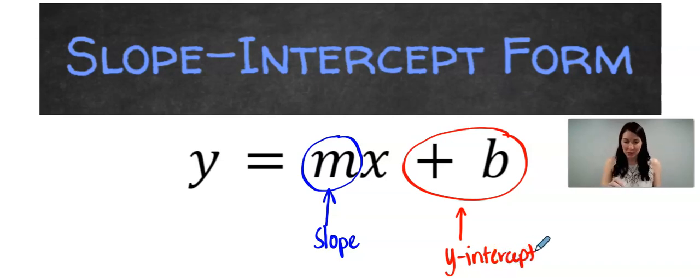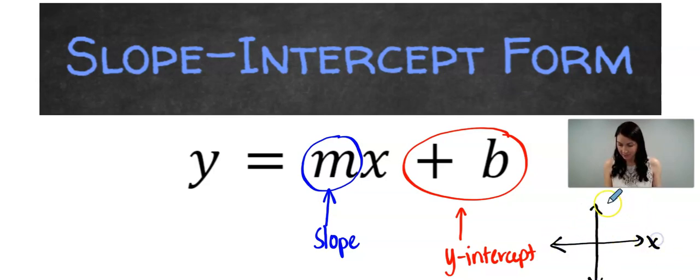Let me show you a visual. So if I have a y-axis and an x-axis, the b value, once again, is where the line would cross the y-axis. So for example, if this was my line, right here, this point right here would match up with my value of b. Let's take a look at an example.